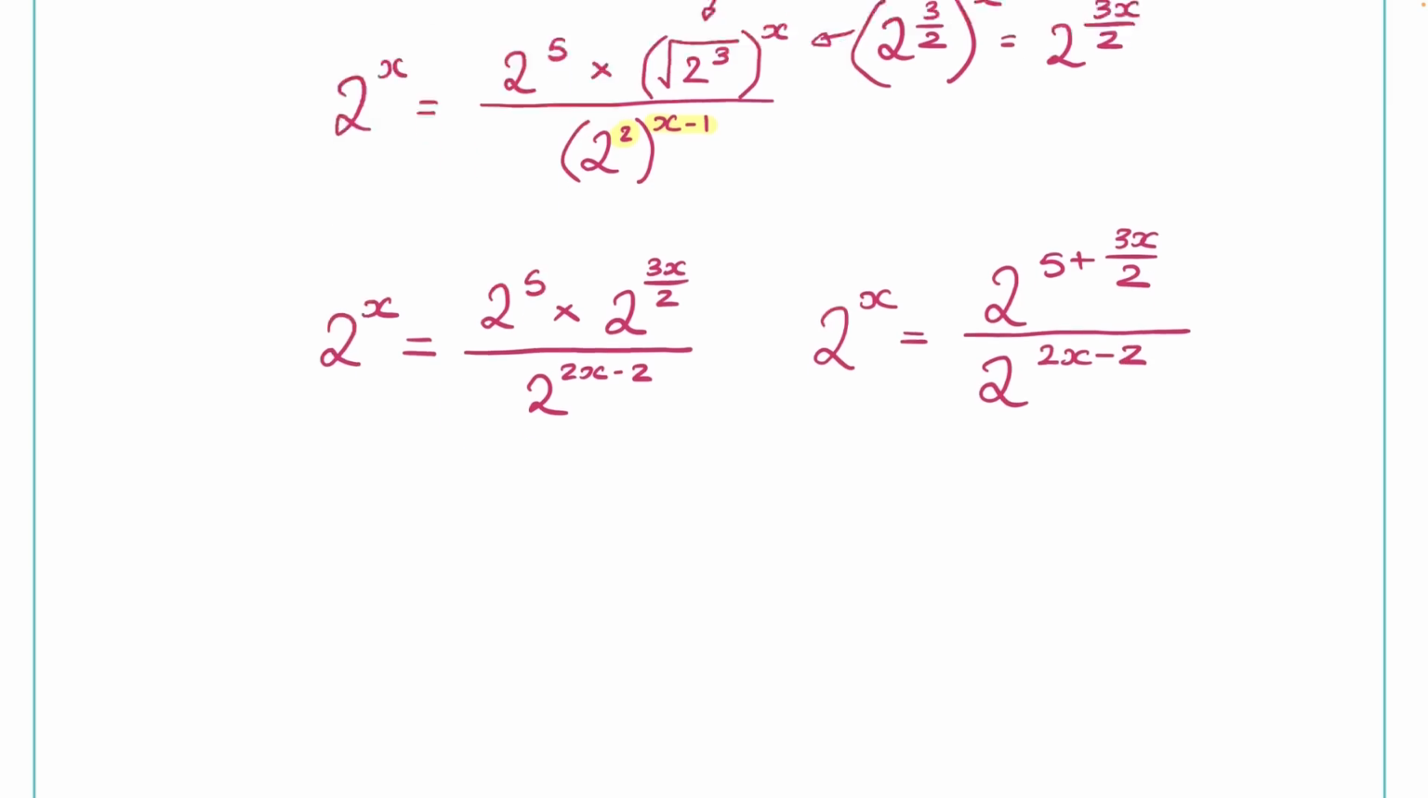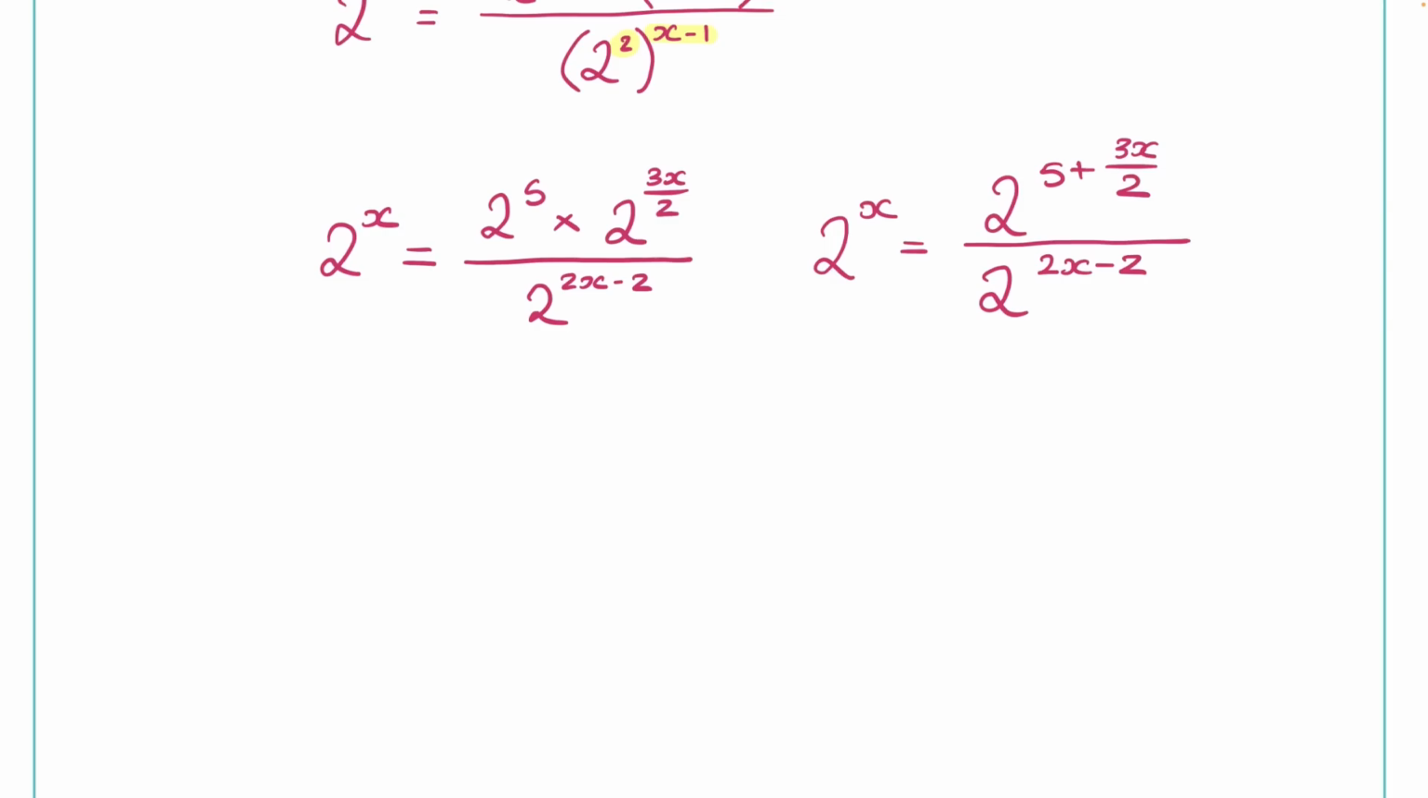We can now subtract the powers. Again, it's not going to look particularly nice, but we have 2 to the power of x, which will equal 2 to the power of 5 plus 3x over 2, subtract 2x minus 2. And notice I've put that power in a bracket there, as we're going to be subtracting both pieces, it is going to change the sign of the negative 2.